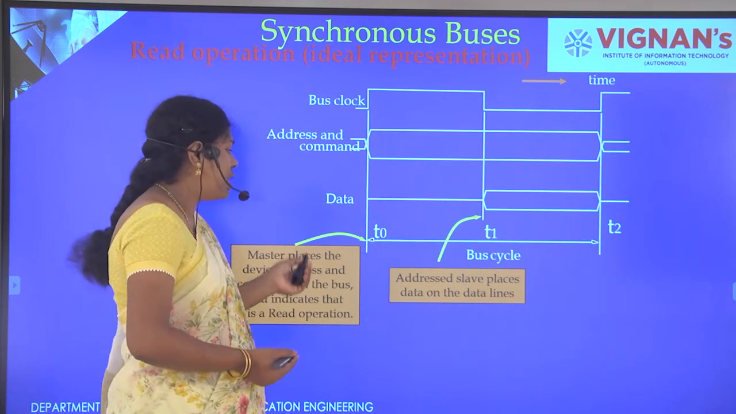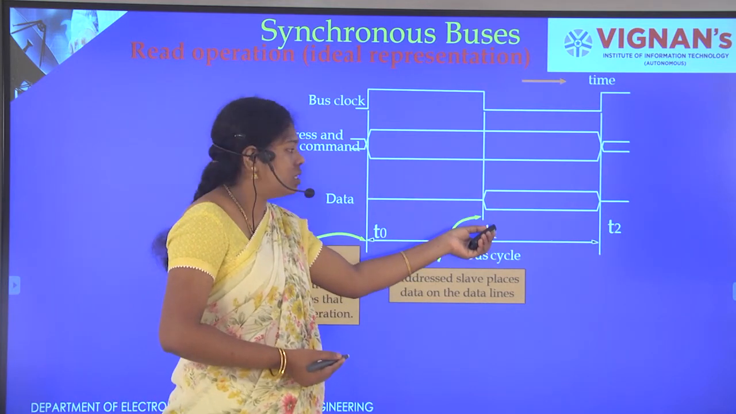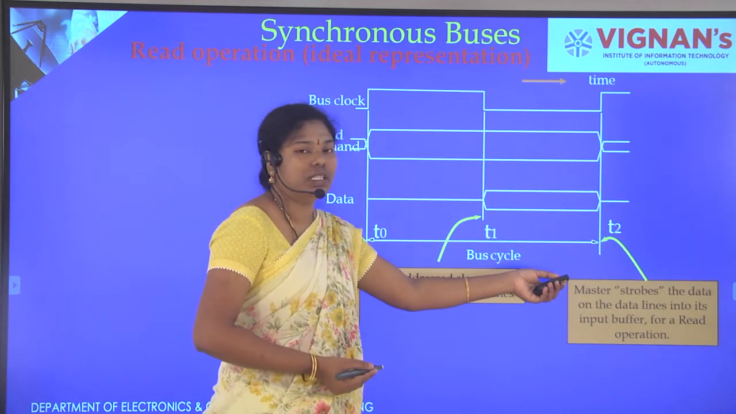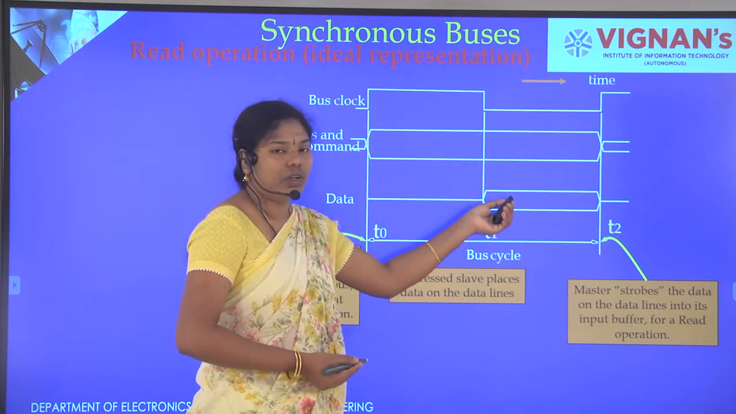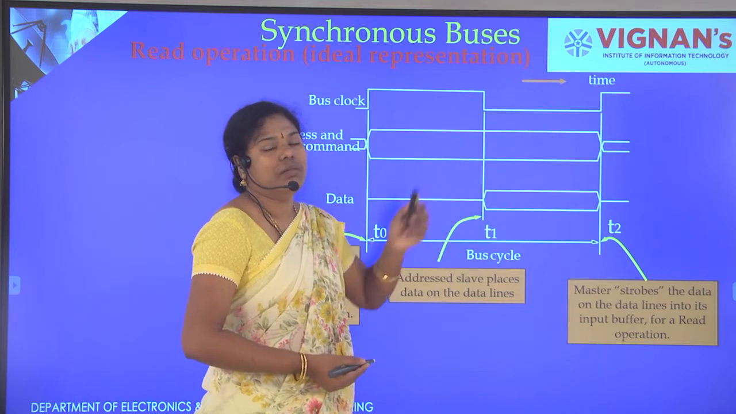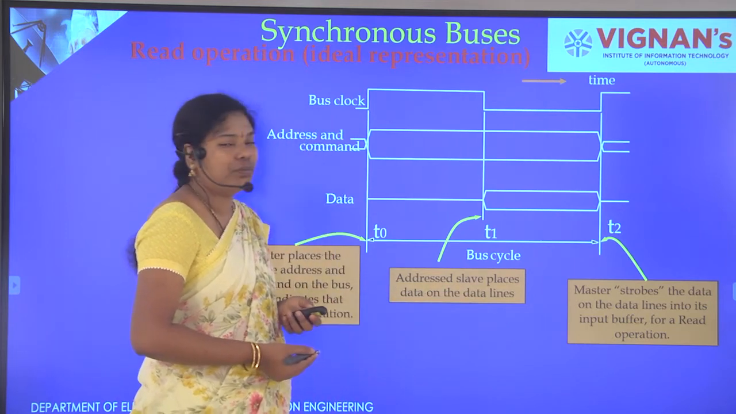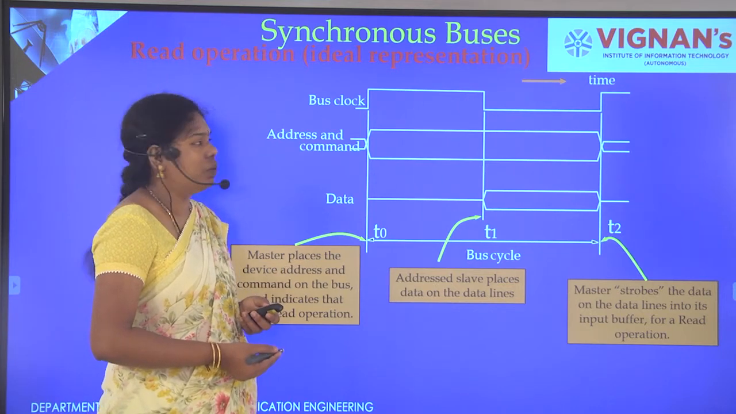Now the master has to read the data which is available on the bus. So at the time of T2, the master strobes the data. Strobes means it reads the data. Whatever data is available on the bus, it will copy to the master's buffers. With this, it is an input operation, that is, the master reads data from the slave.